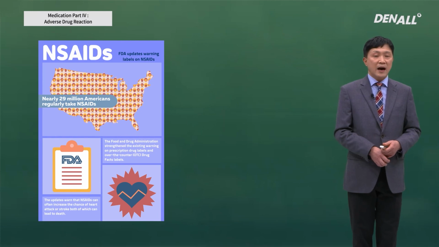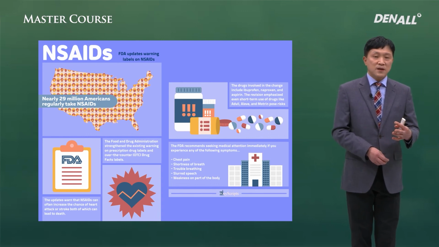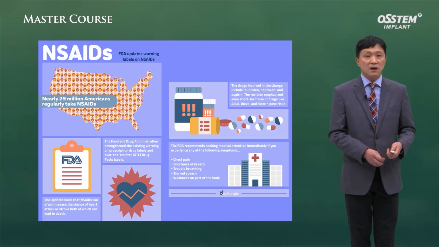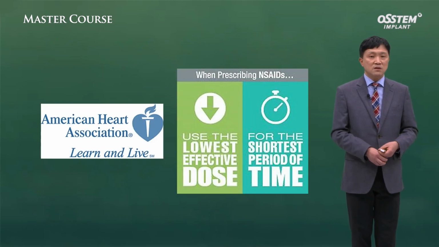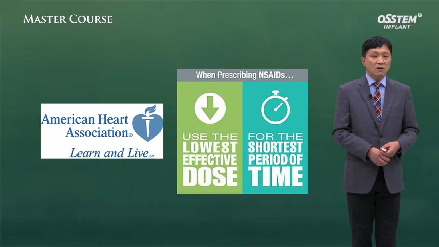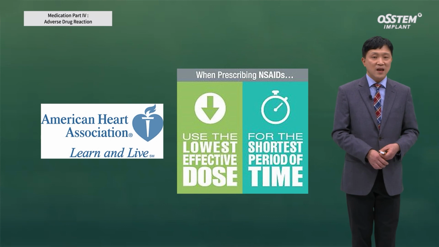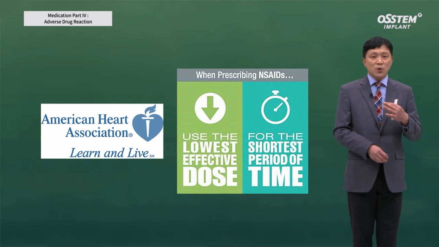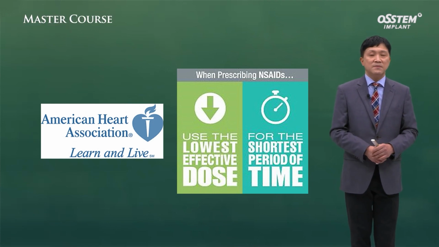In the United States, there are labels at the back of the bottles of drugs. FDA recommends seeking help when a patient feels tightness in the chest, so labels are attached. When prescribing NSAIDs, the AHA of the United States says this: in prescribing NSAIDs, you need to use the lowest effective dose and for the shortest period of time. That's what they're saying.